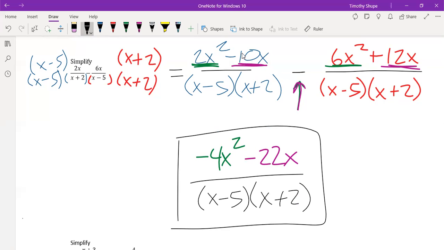So we recognized from the very beginning that nothing was in common between the two denominators, the x plus 2 and the x minus 5. So we multiplied the opposite fraction by those missing pieces. Once we had done that multiplication, we looked at common terms between the x squareds and the x's and subtracted them to get our final expression.